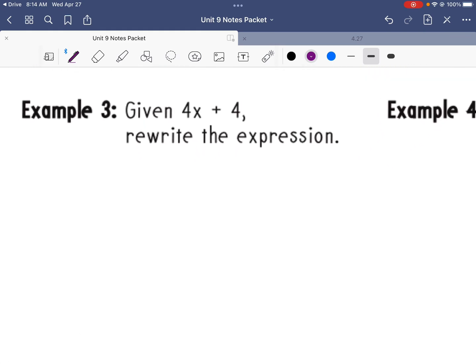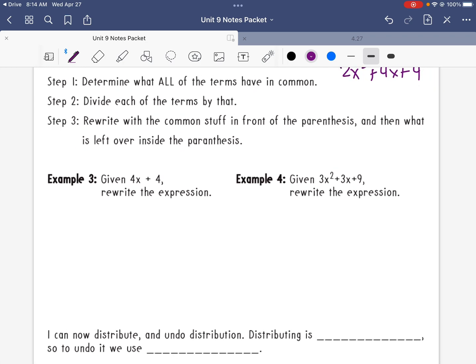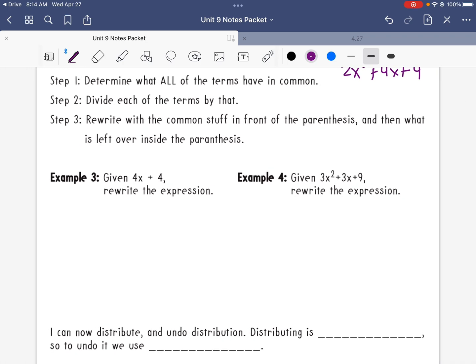Okay. So here's an example 3, and I want to see the steps. So step 1 is to determine what every term has in common. I like to look at variables first. So we're looking here and here. The 4 doesn't have a variable, so they don't have any variables in common. Okay. And then we're going to look at the numbers, 4 and 4. What do 4 and 4 have in common? Well, a 4, right? So we're going to take 4x plus 4. We're going to divide every single term by 4.